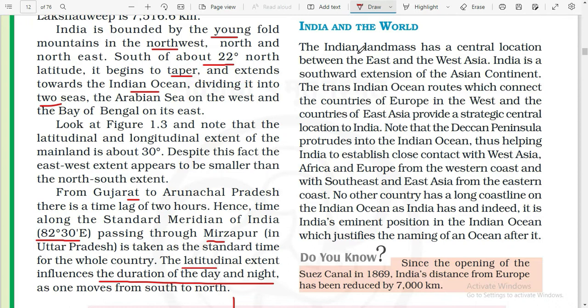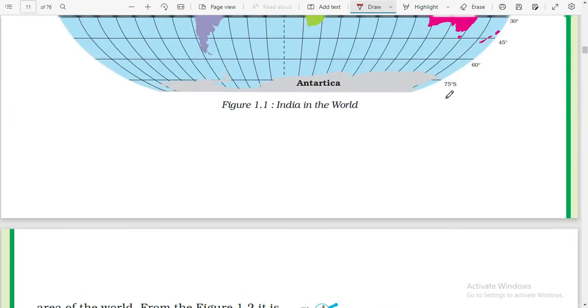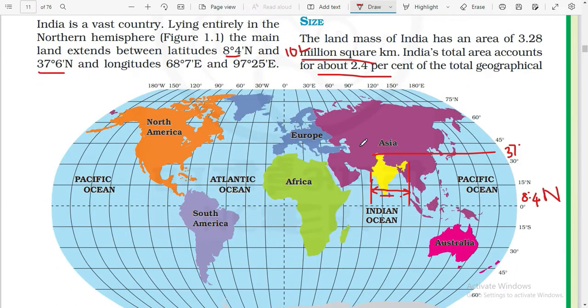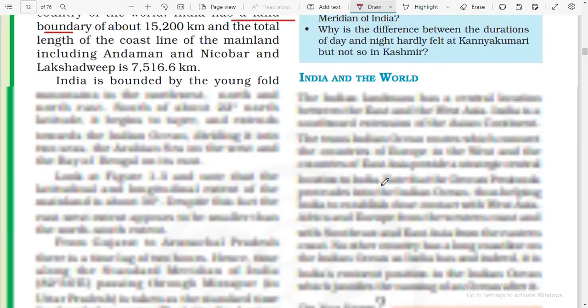India and the world. The Indian landmass has a central location between East and West Asia. India is a southward extension of the Asian continent. So naturally, see here, on the right side of India we have part of Asia, and on the left side of India we have part of Asia, and India is in the middle, but in the south direction. That's what they are saying.